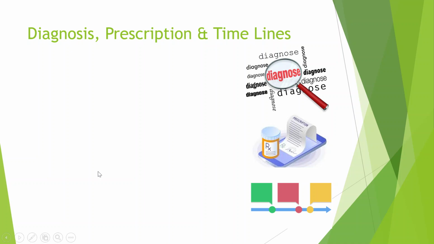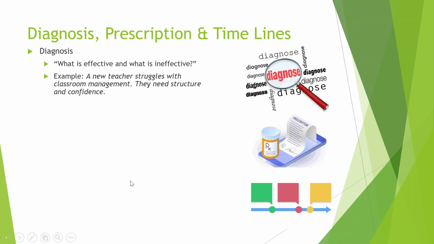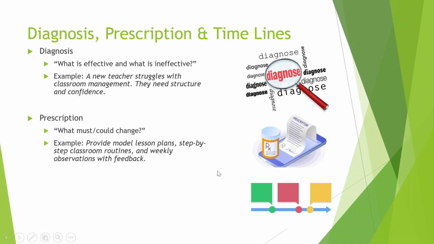And so the things that we're looking at are diagnosis. Okay, so the question we should ask is what is effective and what is ineffective? So when we're talking to our teachers, we need to point out things that are working, things that are not working. An example of this would be a new teacher who is struggling with classroom management. Maybe they need some structure, they need some confidence. Secondly, we have a prescription. So what must or what could change? So let's take that same new teacher that we just talked about, and maybe we can provide a model lesson plan or a step-by-step classroom routines and weekly observations with feedback.